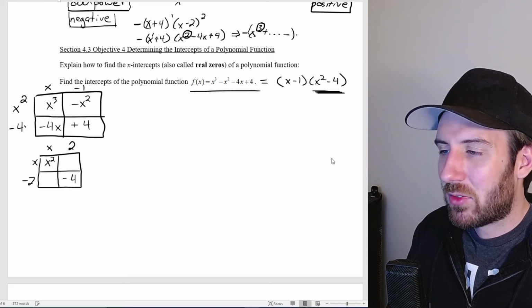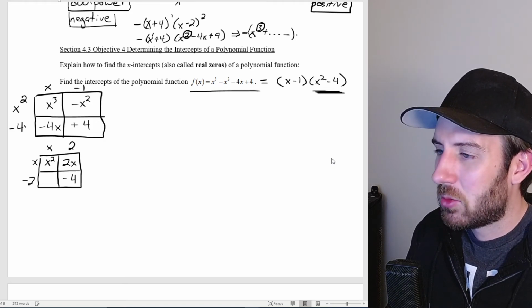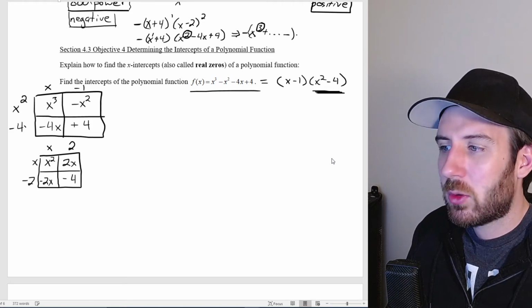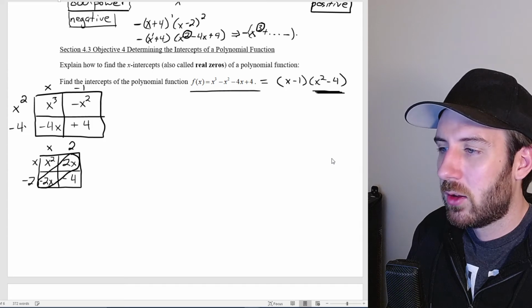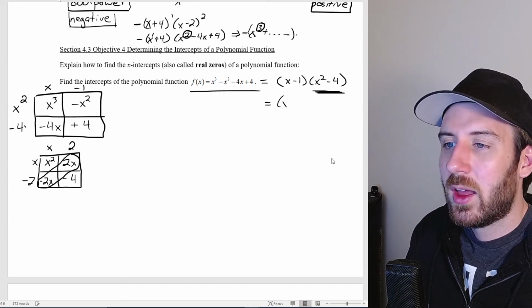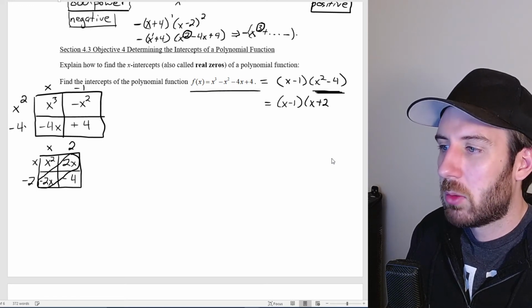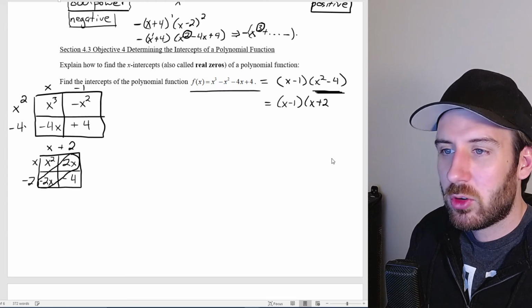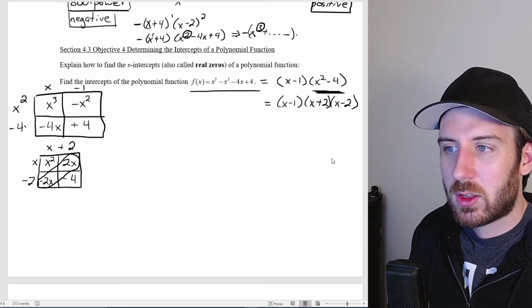But that means I would have to fill in these boxes, because 2 times x would get me 2x, and x times -2 would get me -2x. Oh, but that works out just fine, because sure enough, 2x and -2x is almost like I created something, but I also took it away. So I could look at this entire thing as equal to x minus 1 times x plus 2 from up here, and x minus 2 from the other side. So a really nice, quick way of factoring it.